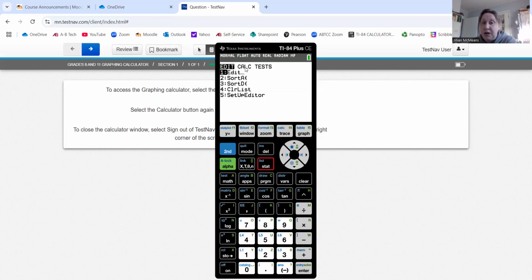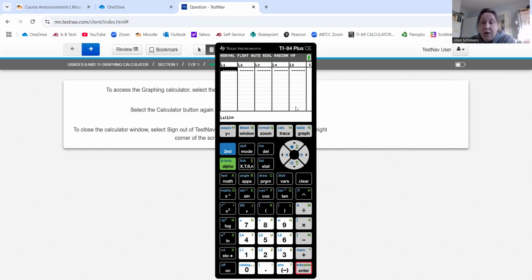So there's 3 different menus here. There's edit, calculate, and then tests. You would just go right and left to switch menus. All right. We just want to input a data set. So we want to just edit. Okay. So hit enter. And then you should have L1, L2, L3, L4, L5.